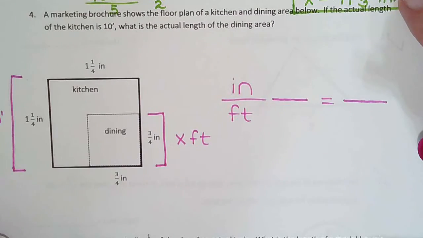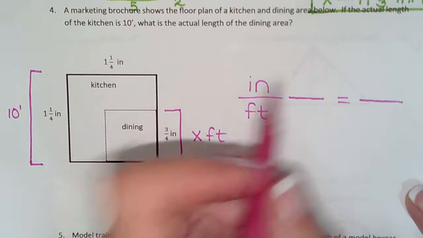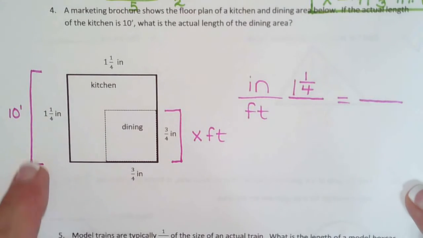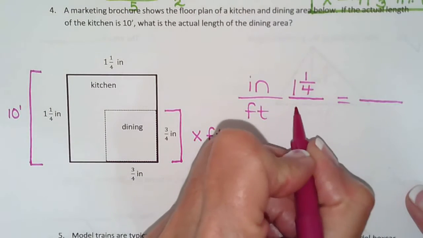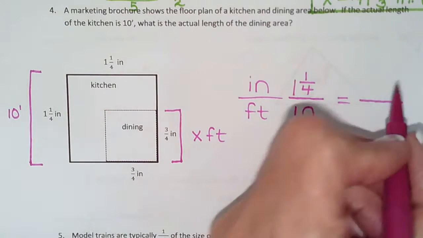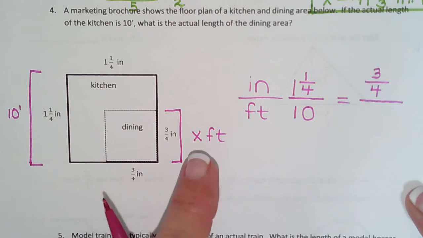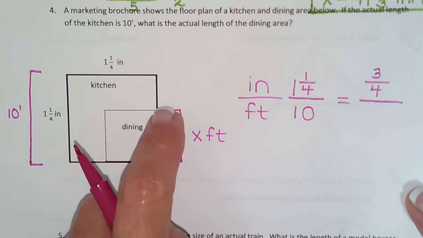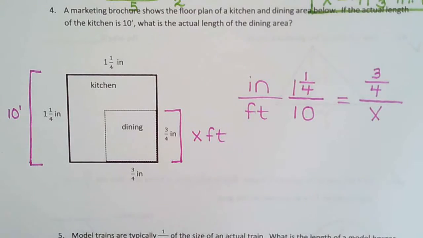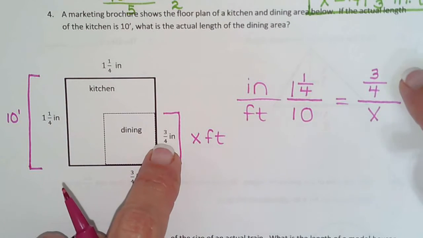So we have, I'm trying to get everything in at once. Okay, so 1 1/4 inches corresponds to a 10-foot kitchen. And then 3/4 inches corresponds to an x foot dining area. So inches to feet, inches to feet.